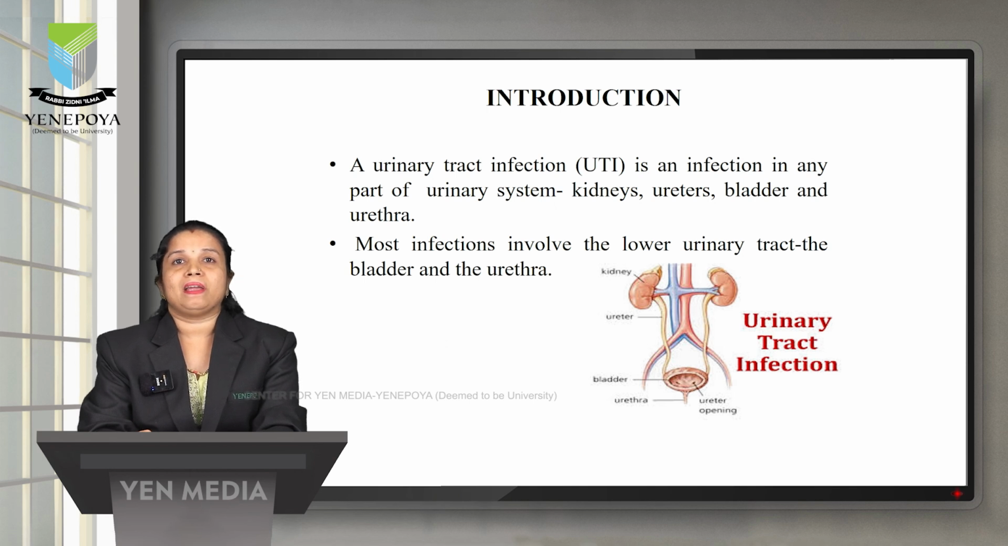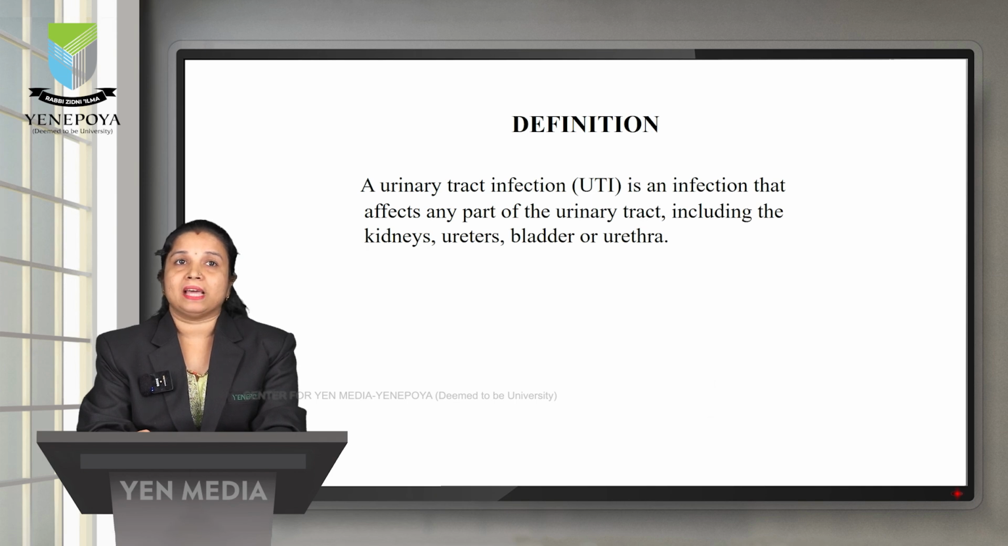A urinary tract infection is an infection in any part of the urinary system. Either it may be in the kidneys, or in the ureter, or in the bladder and the urethra. Most infections involve the lower urinary tract. It involves the bladder and the urethra. The definition says that a urinary tract infection is an infection that affects any part of the urinary tract, including the kidneys, ureters, bladder or urethra.